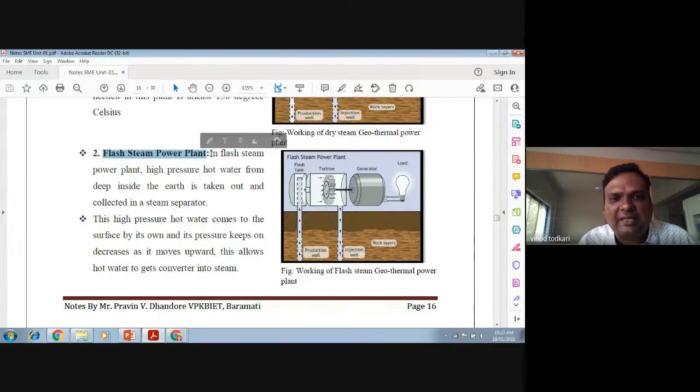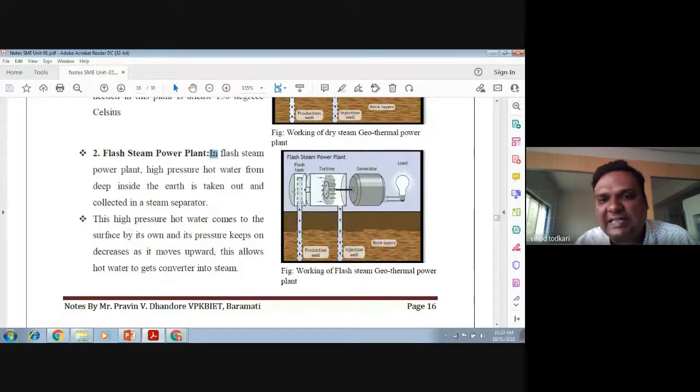Now see, in a flash steam power plant, high pressure hot water from deep inside the earth is taken out and collected in a steam separator. This flash tank is nothing but a steam separator, right? So if there is wet steam, that wet steam is taken from the production well, and in the flash tank, which is also called a steam separator, moisture content is separated from the steam, and the remaining dry steam is given to the steam turbine.